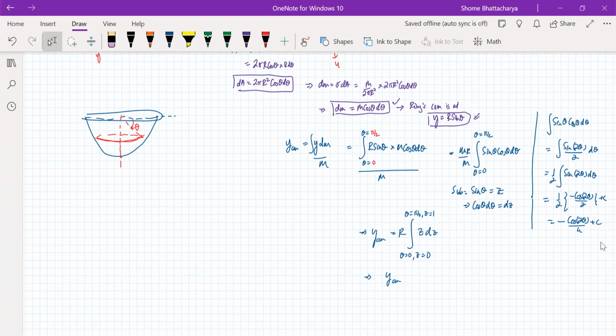So it's r into integration z dz, which is z square by 2, but with limits z going from 0 to 1. So interestingly, the position of the center of mass comes at r by 2 for the hemispherical shell.